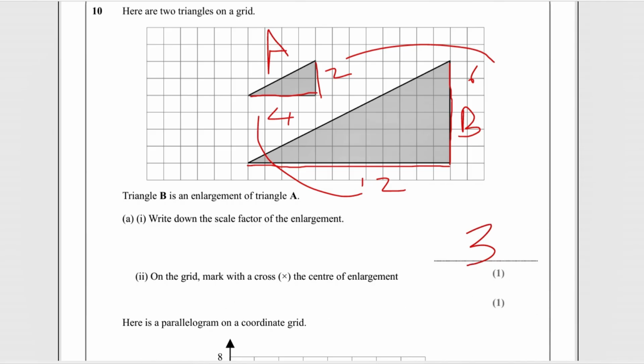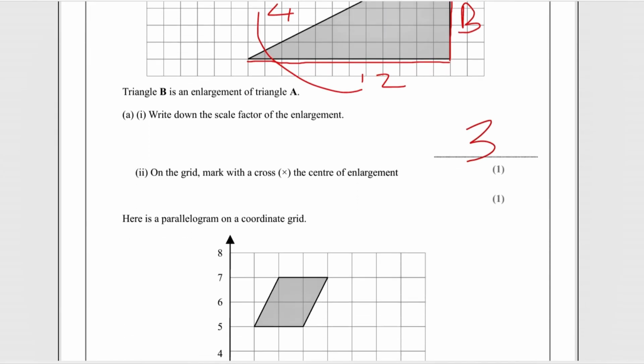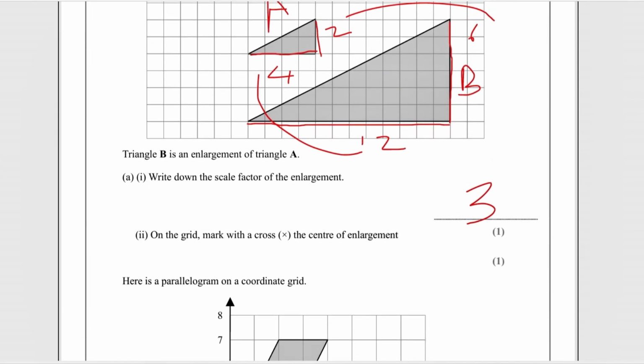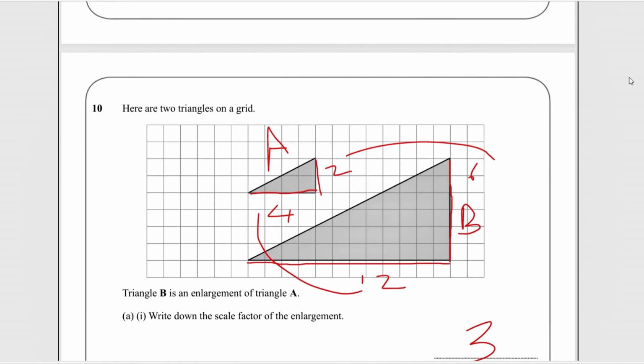Then on the grid, mark with a cross, okay, the center of enlargement. When you look at the center of enlargement, that means the point where they all meet at a particular point. So if you look at it, if you draw this, you can always use a ruler, please. And then this one meets here.